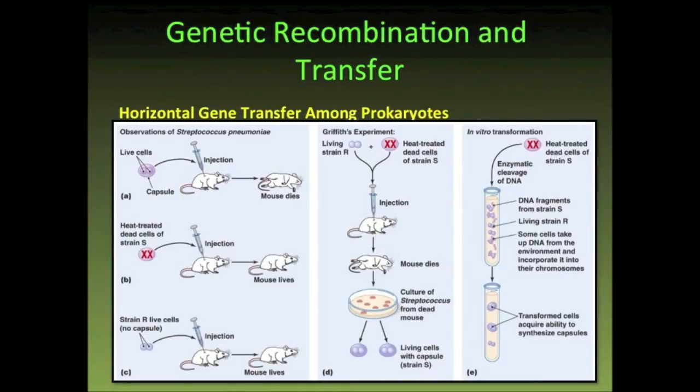To summarize the experiment seen in the image, Griffith found that when dead S strain was in the same environment as live R strain, the R strain acquired the genes for capsule formation. The R strain with the newly acquired DNA could synthesize capsules and thereby cause disease in host organisms. Competency has been generated artificially in labs to aid in recombinant DNA technology.